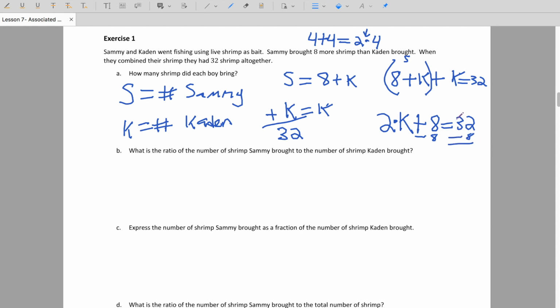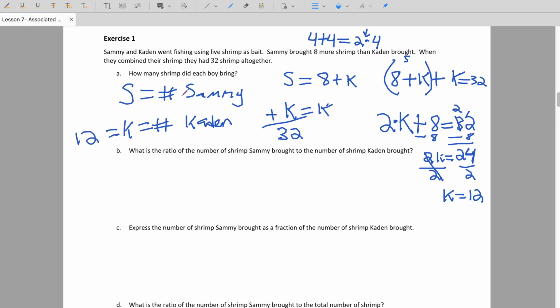32 minus 8. All right, let's do a regular math there. 2, 8, 4, 24. Okay, so now we have 2K equals 24. We need to divide both sides by 2 to get K by itself. Divide both sides by 2. 2 divided by 2 is 1. 24 divided by 2 is 12. So K equals 12. Okay, so K equals 12.